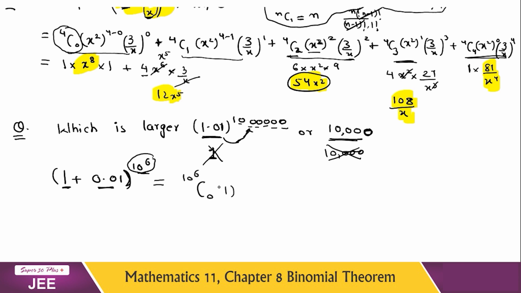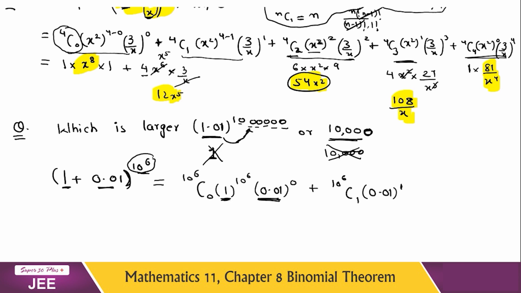1 raised to the power anything will be 1 only, and 0.01 raised to the power 0 is 1. Alright, next term will be 10^6 C1 times 0.01 raised to the power 1. We are only interested in this part, so this becomes 0.01 raised to the power 1.